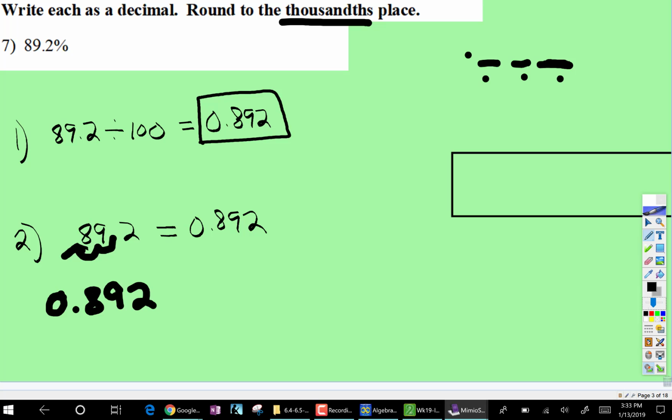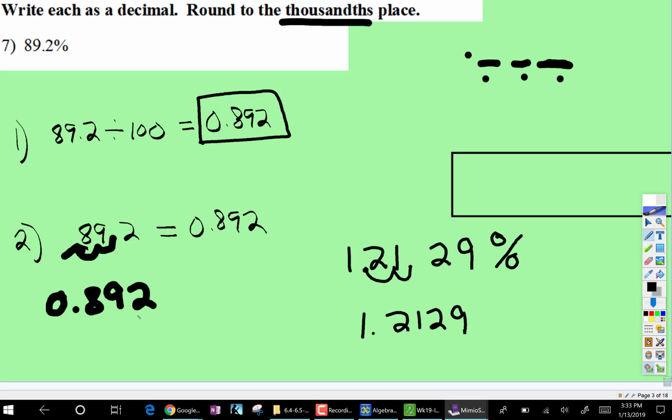Unless, let's say it was 189%. Sorry, let me do it this way. What if it is 121.29%? When you take this decimal point and you move it 2 places, you don't go ahead and add the 0 because right there's a 1 to the left. So you'd just rewrite that as 1.2129. And notice this is the thousandths place, just like that.